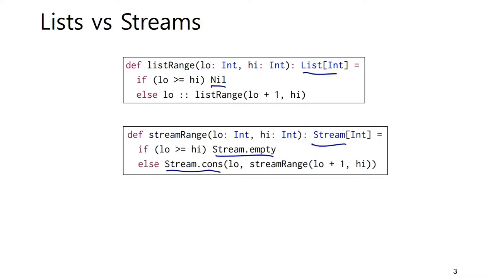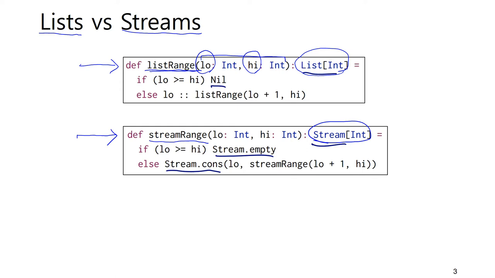Because of the similarity in their definition, and also the way that they are constructed, list programming and stream programming look quite similar. So here's an example. This function listRange returns a list of integers in a given range, specified by the lower limit and the upper limit. And this is another function, which is essentially the same as this one, but returns a stream of integers instead of a list of integers.